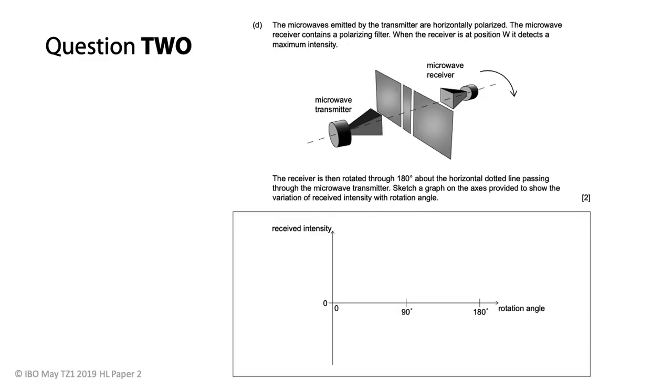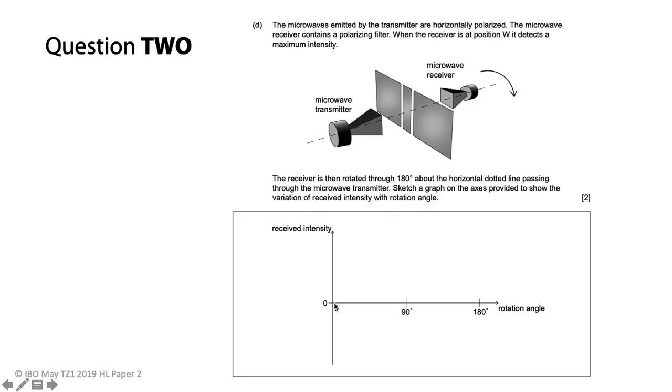Question 2 is actually talking about microwaves. The microwaves emitted by the transmitter are horizontally polarized, and then the microwave receiver contains a polarizing filter. When the polarizer is at position W, as shown, it detects maximum intensity. It's then rotated through 180 degrees about the horizontal dotted line. Sketch a graph to show the variation of received intensity with rotation angle.